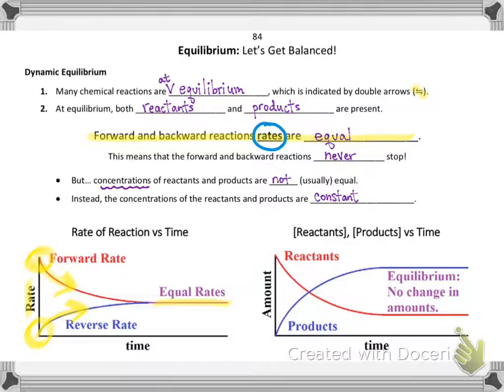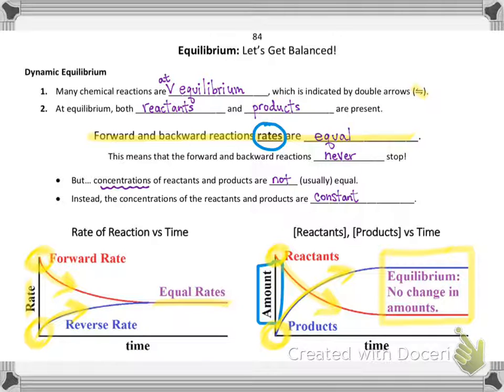Another graph that you will see is when you're looking at the amount of reactants, usually their concentration. Again, we're starting at the beginning with all reactants, and of course that amount is going to go down. You're starting with no products, and that amount is going to go up. But notice when you hit equilibrium, the amount stays constant.